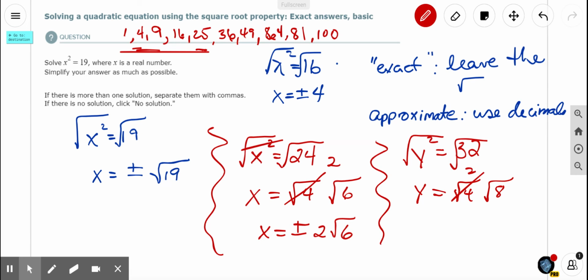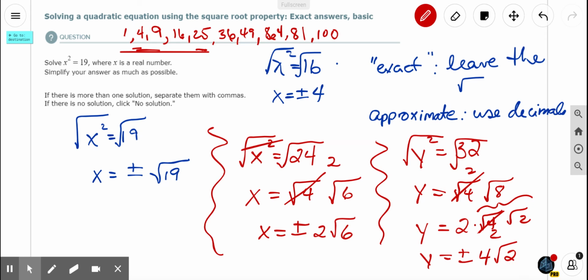But 8 can still be broken up. So you get 2 times the square root of 4 times the square root of 2. See? 8 is actually 4 times 2. So this is 2, and then 2 times 2 is 4. You get y is equal to plus or minus 4 root 2. Always bring in that plus or minus. All right, let's go to the next one.